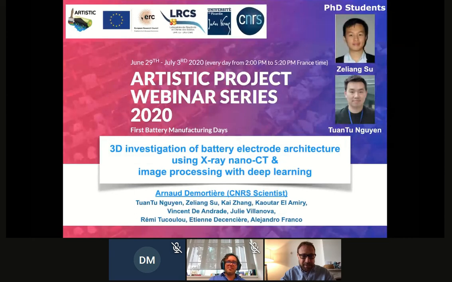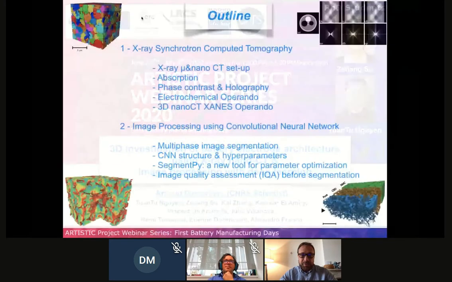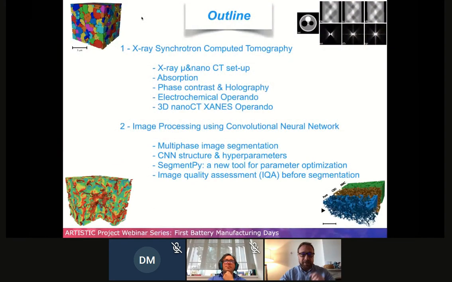About 3D investigation of the battery electrode architecture using X-ray nano-CT and image processing with deep learning. So this work is mainly part of the PhD of two amazing guys, Xiliang Zhu and Tuantu Nguyen. So I will quickly present an outline of my presentation.